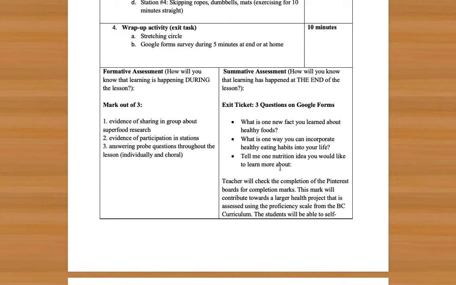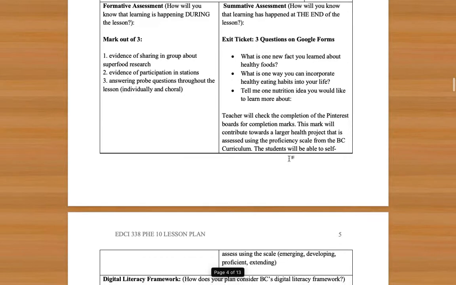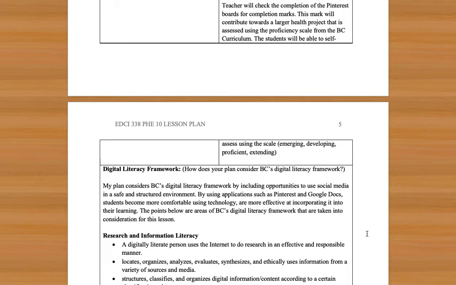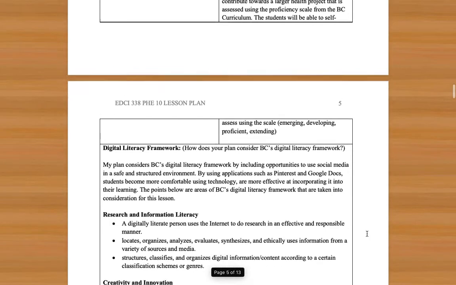Assessment, there's a mark out of 3. It's basically that they're participating, it's evident that they're sharing in their groups, and they're answering probe questions that the teachers may be throwing out throughout the lesson. And that's a way that they can assess what is happening during the lesson. At the end, we want to make sure that they have done the Google Forms, so they answer a few questions. And then as well, throughout the whole unit, the teacher is assessing the students based on the proficiency scale from BC curriculum. So that ranges from emerging, developing, proficient, and extending. And the student can self-assess, and then the teacher might also assess during that, or using that form as well.